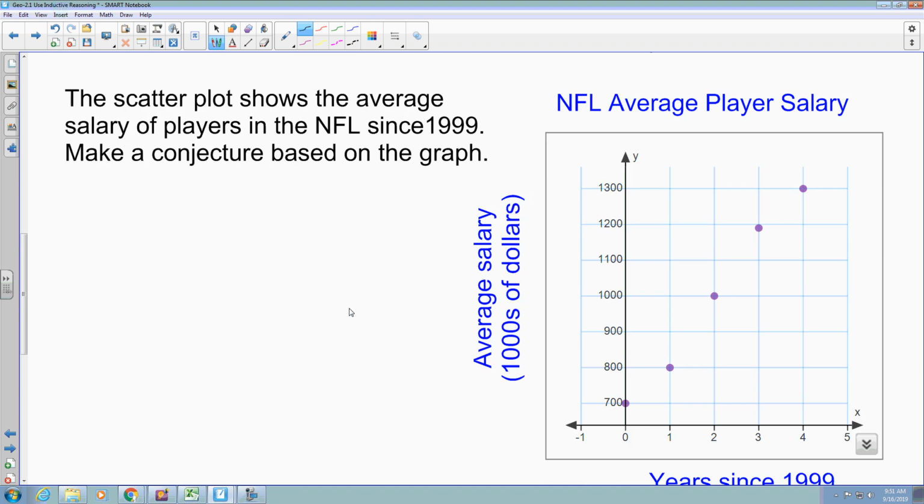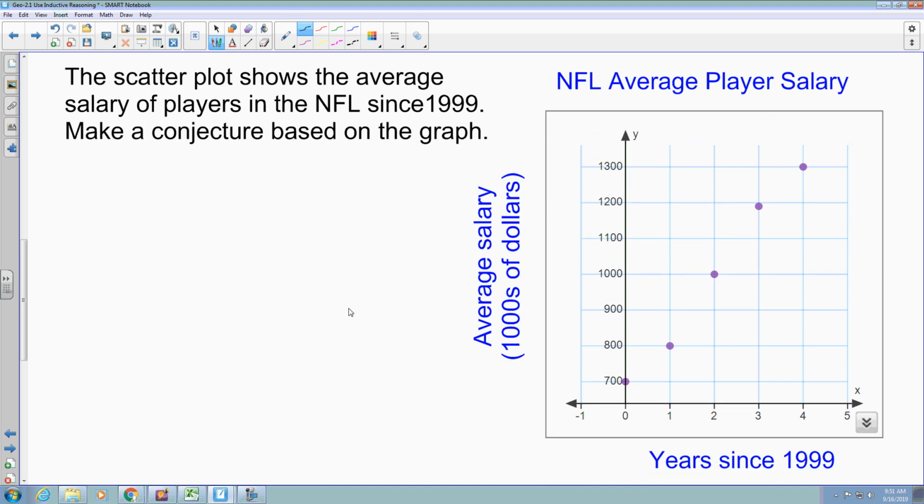Here in this last example, it says we have a scatter plot that shows the average salary of players in the NFL since 1999. It says make a conjecture based on the graph. So if you look here, these are years since 99. So this is 99, this is 2000, 2001, 2002, 2003, 2004, and then each dot represents the average salary in thousands of dollars. So it looks like the average salary in 1999 was $700,000. 2000 was 800,000, and it seems like it goes upward from that from the graph.